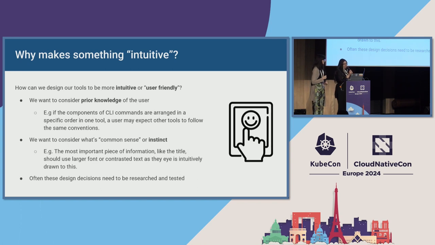And the second part is considering human instinct or common sense. An example of this in visual design is where if you have an important piece of information like the title, you should be using a larger font or using contrasting text, as the eye will intuitively be drawn to this and perceive this as the most important piece of information. And like I mentioned, these design decisions often need to be researched and need to be tested to ensure that your product is actually following these two principles.